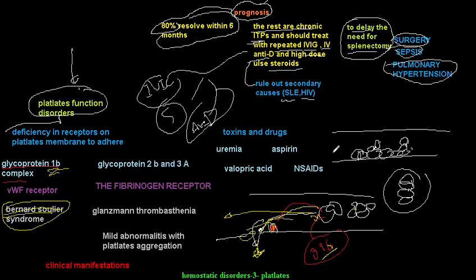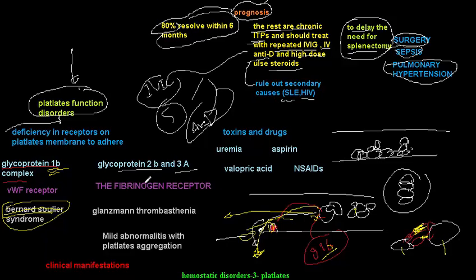What contributes to this aggregation is the presence of glycoprotein 2b and 3a. So in each platelet we have glycoprotein 2b and 3a, and this is another platelet with glycoprotein 2b and 3a. This will attach to the fibrinogen. This is a fibrinogen and this is a fibrinogen. They will attach to fibrinogen to link each platelet with the other.